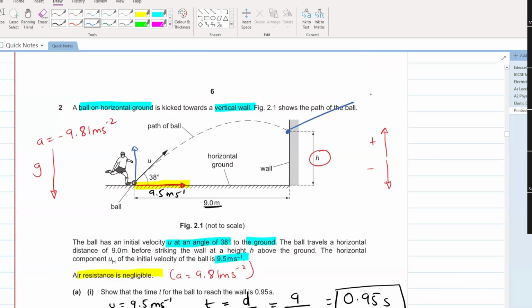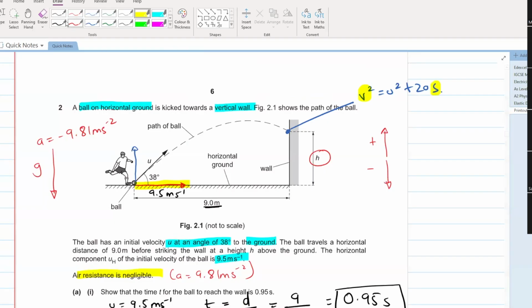A student is suggesting, sir, use v² = u² + 2as to calculate this height h. Why can't we use that? Because v is not given. Final velocity is not given. We don't know the distance either, nor the final velocity. Why are we going to do that? That's why we will not use that here.